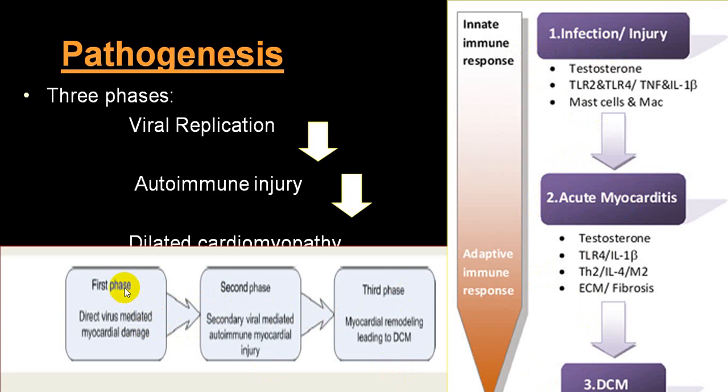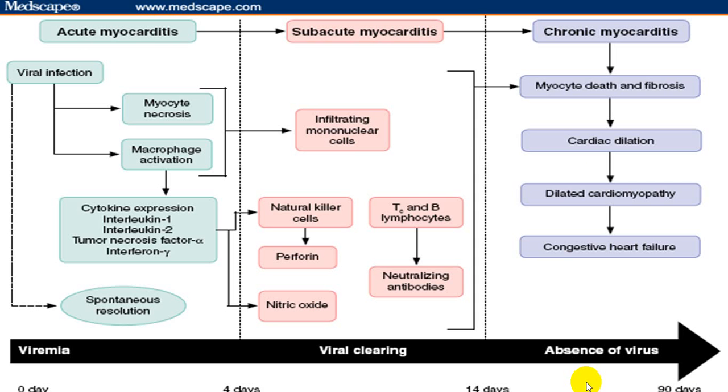So in the first phase there is direct viral damage. In the second phase there is viral mediated autoimmune myocardial injury, that is what we call acute myocarditis, and in the third phase recovery and remodeling resulting in dilated cardiomyopathy. So viral replication, autoimmune injury and dilated cardiomyopathy. These are the three common phases we come across. So we usually say infection injury, acute myocarditis, and then comes dilated cardiomyopathy.